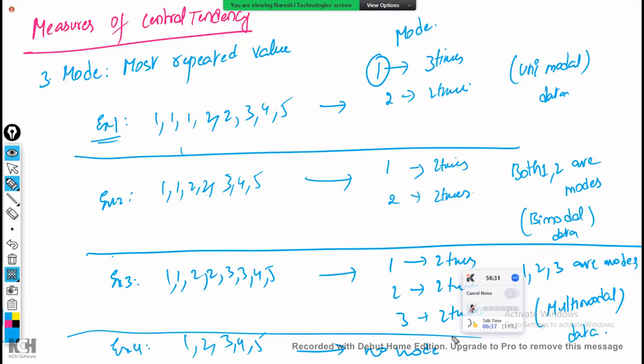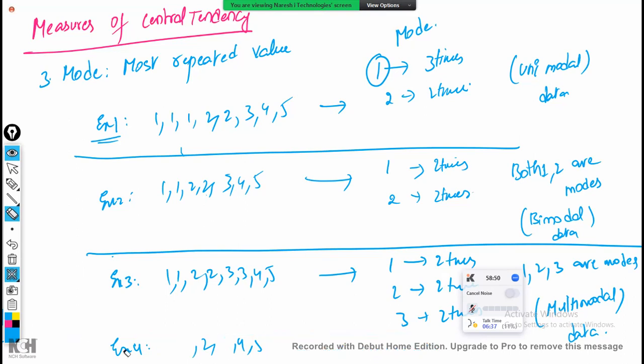Don't say zero mode. Zero mode means the answer is zero. For example, if you have 0, 0, then the mode is zero. This is zero mode. So don't say zero mode for this case. Say no mode. Is that clear?